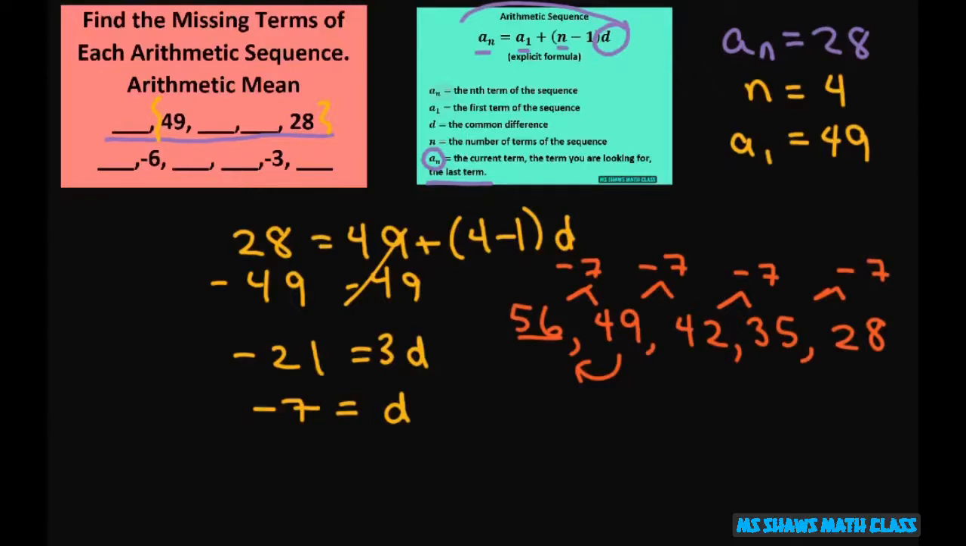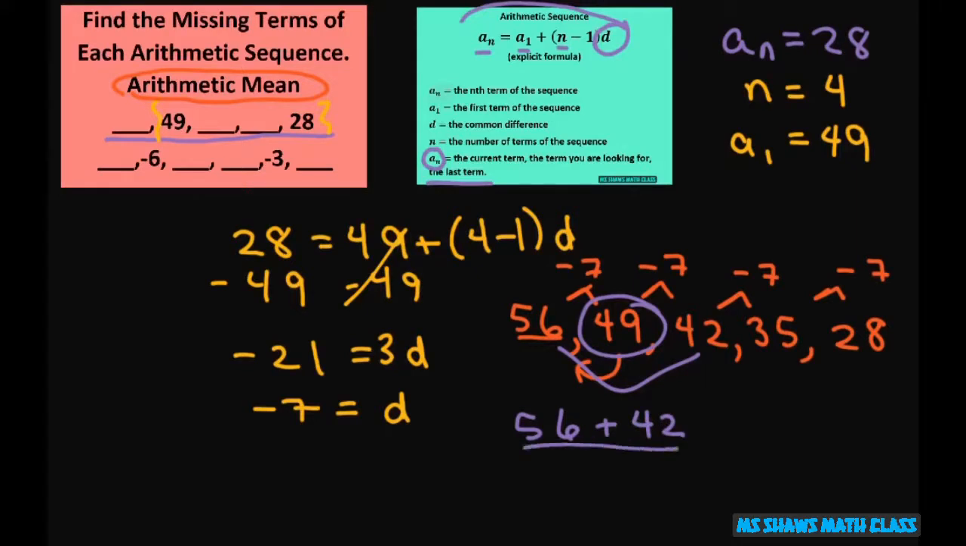Okay. Now the reason it's called arithmetic mean is you can take any two of these numbers and add them up, and you should get the middle term. So you're taking the average of the two. If I take the average of 56 and 42 and divide by 2, I should get 49. So when I add these two numbers up, I get 98 divided by 2, which does give me 49. And you can do it with any of these.